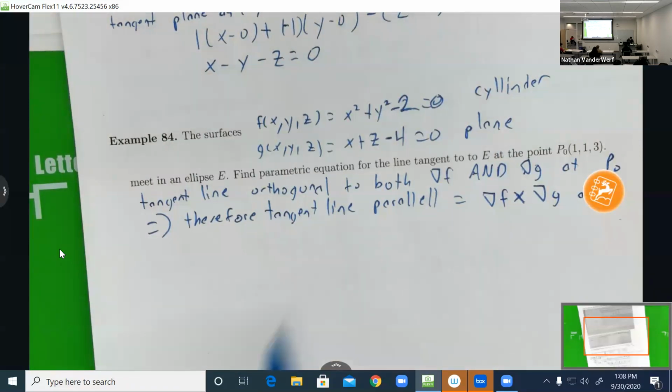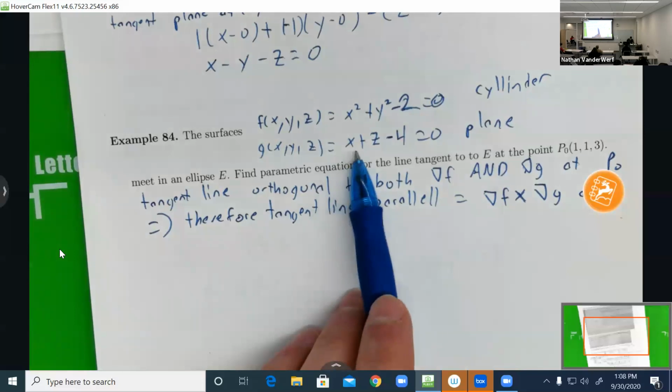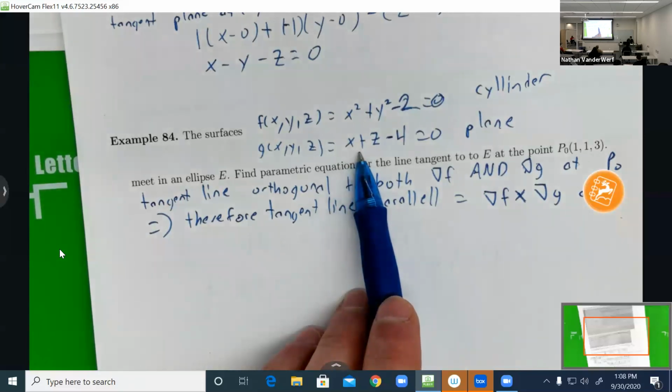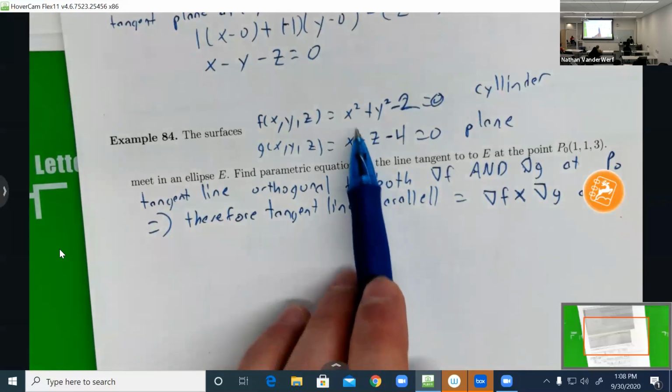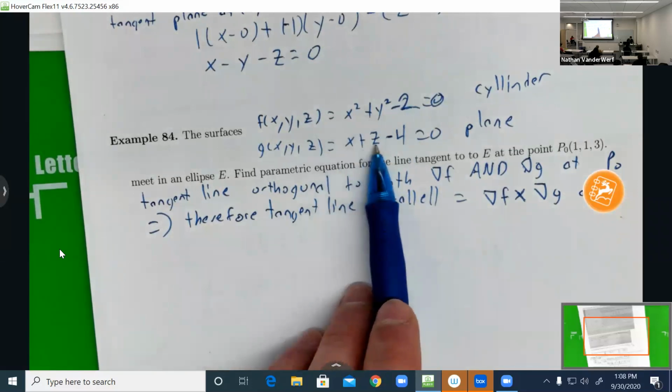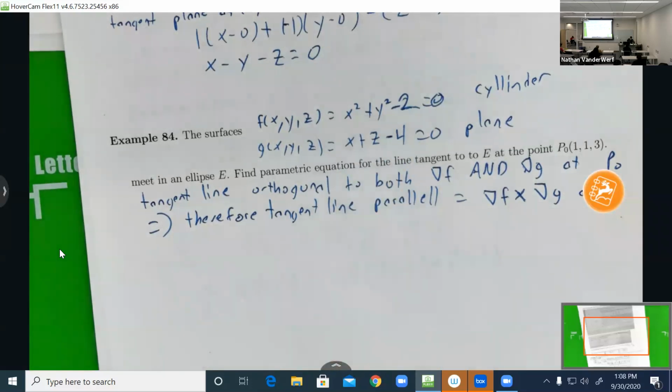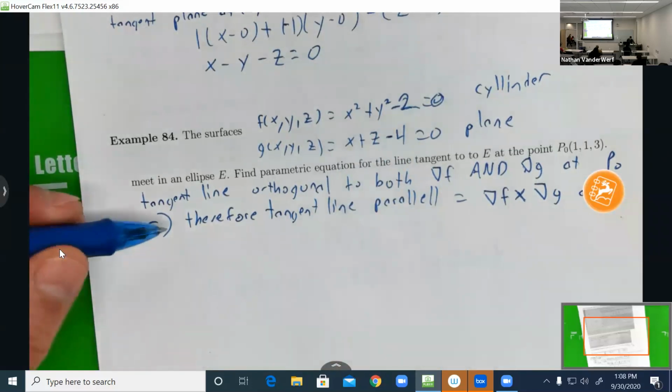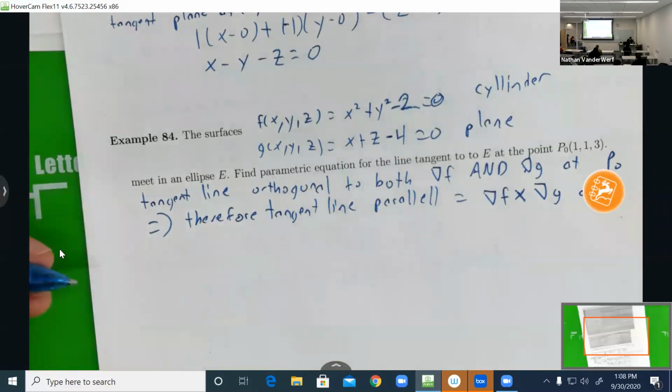Notice that (1, 1, 3) is going to work for both equations. So we're already, in a sense, given that point, but we should just double check. Yeah, that works: 1 plus 1 is 2, 1 plus 3 is 4. Okay, so we already have this point to make this line, so we just need to calculate the vector that it's going in the direction of.